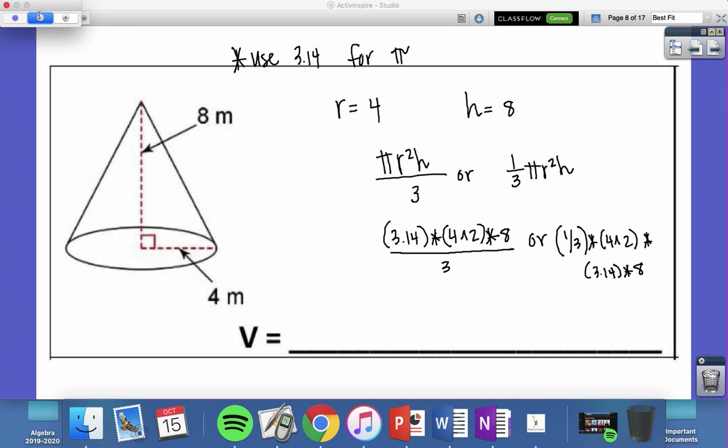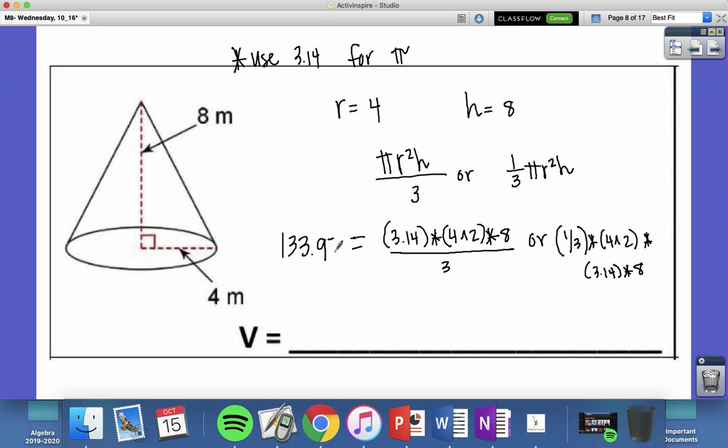I got approximately 133.97 meters cubed. So if they say to round to the nearest tenth, that would bump that up to 134 because the 7 would make the 9 round up. Right now, if we say to round to the nearest hundredth, then we're fine. So our answer is 133.97 meters cubed.